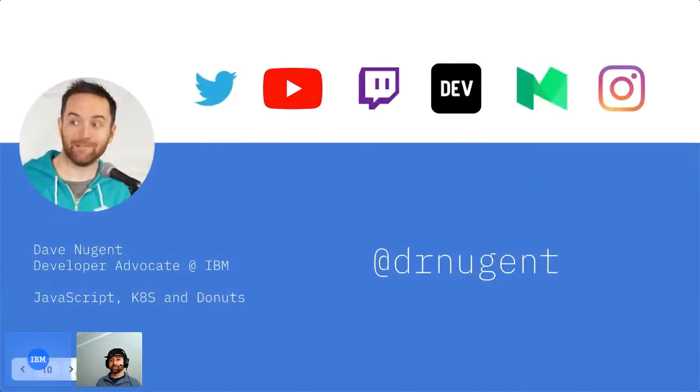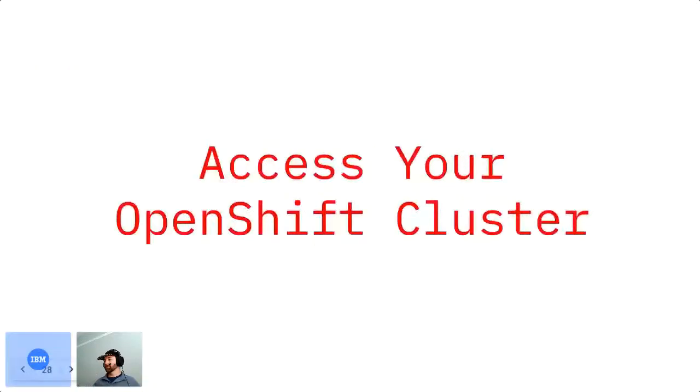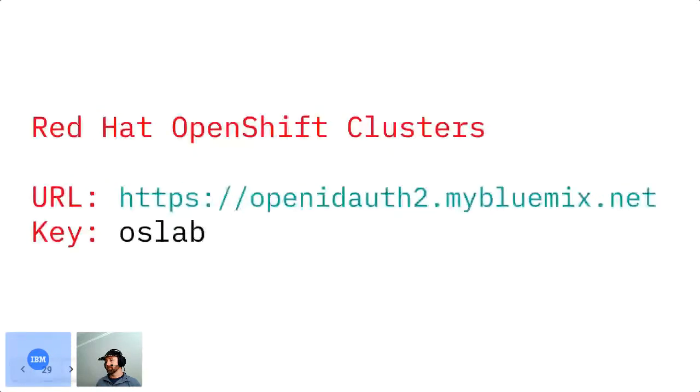Very cool. Thank you so much, Dave. So the first thing we're going to do is, if you haven't already, go ahead and click the IBM Cloud sign up link to sign up for an IBM Cloud account. Once you have your account, I'm going to show you how to access your OpenShift cluster. There are two things you're going to need in order to do that. You're going to need the URL, which is HTTPS OpenID Auth 2.mybluemix.net, and the key is OS Lab.